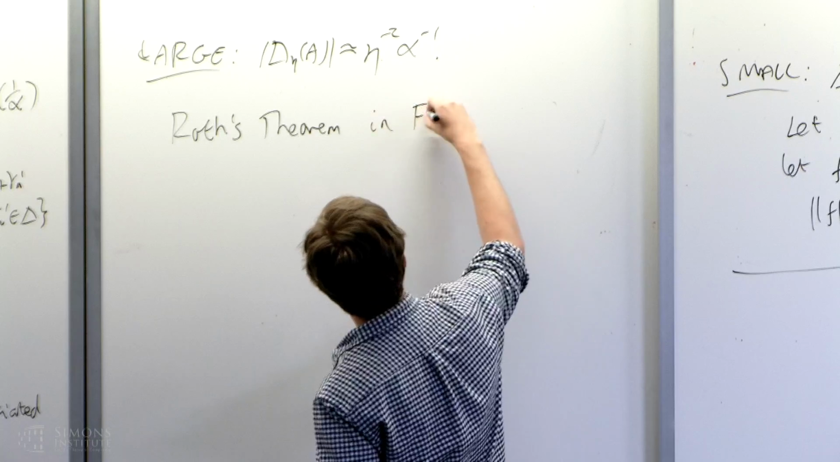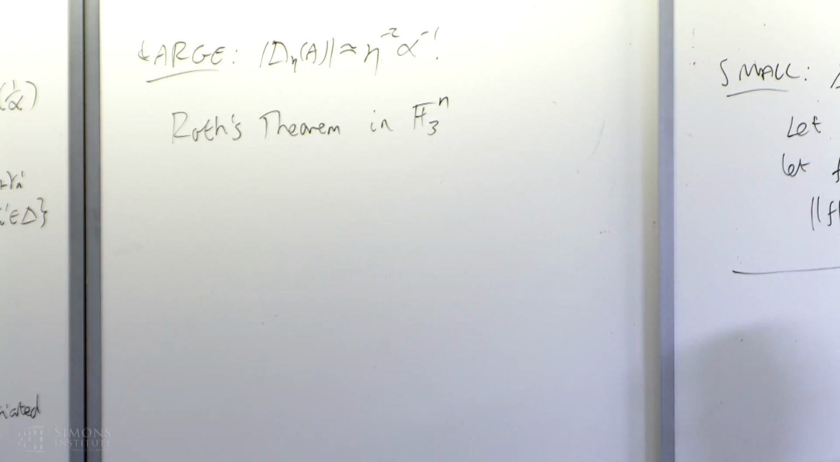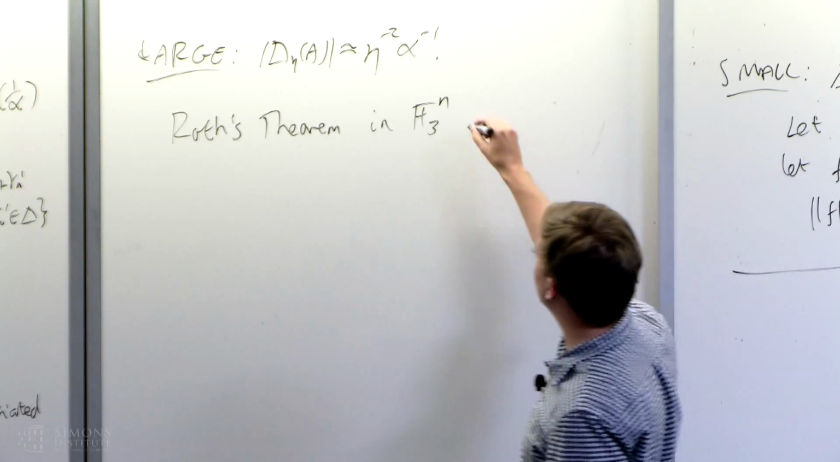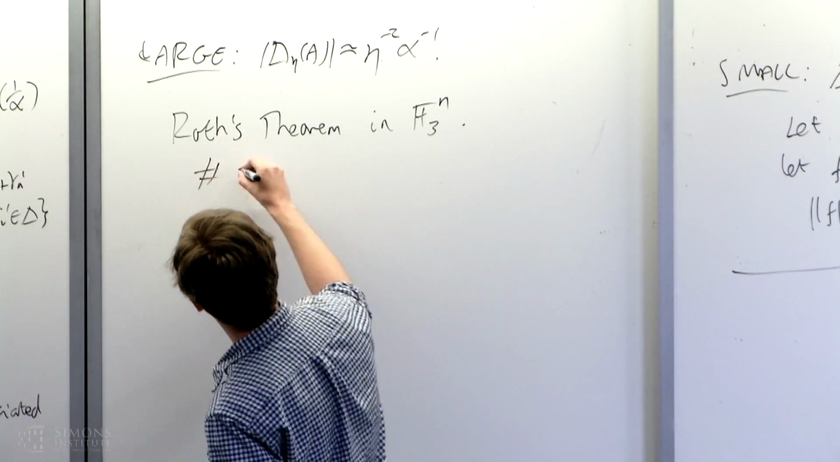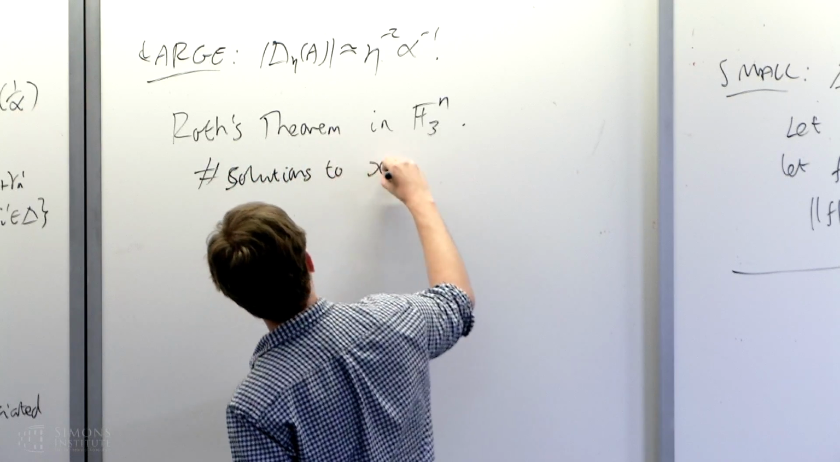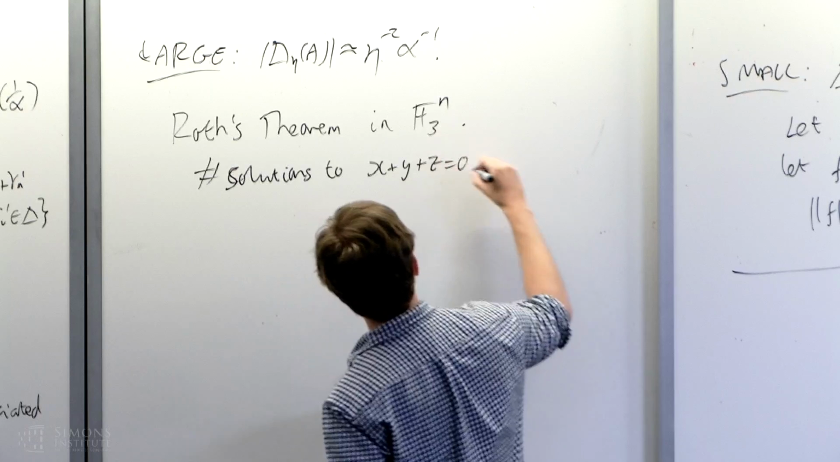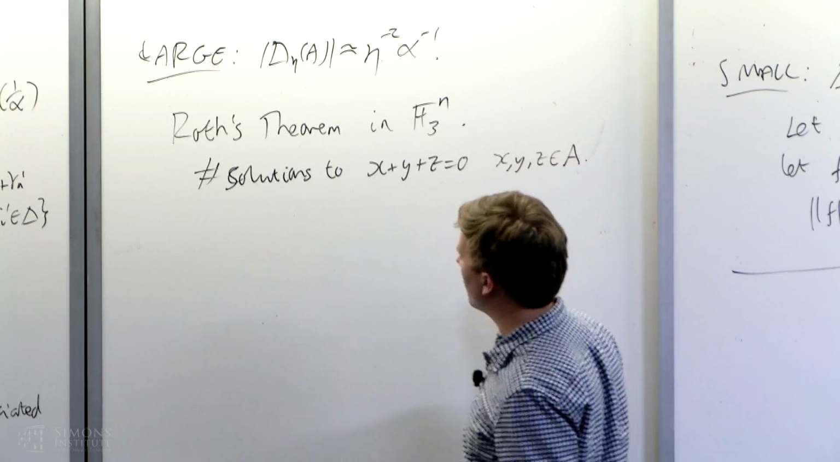And let me work in F_3^n now because I would love to be able to work in F_2^n, but things get slightly too trivial there. So I'll work in F_3^n because everything's sort of representative to write down. So the goal here is to count the number of solutions to x + y + z = 0, with all my variables being taken inside A.